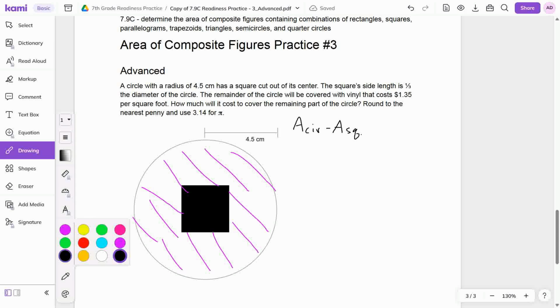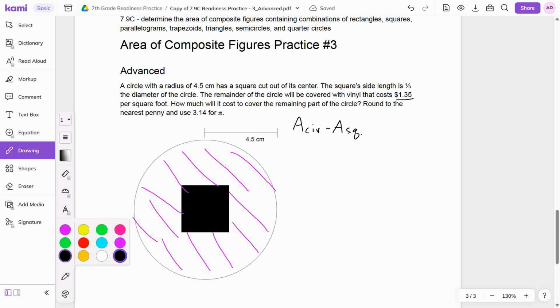And then we need to round to the nearest penny because there's a little bit of a cost. Once we find that area, we have to multiply that by $1.35 per square foot. So let's find the square feet first, and then we're going to do a little bit of multiplication. So what is my area of my circle?